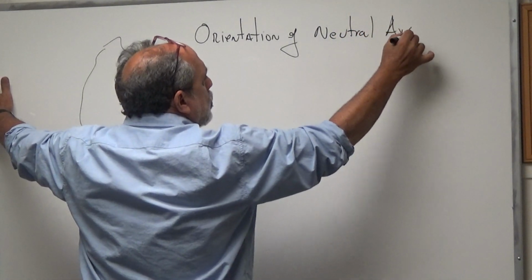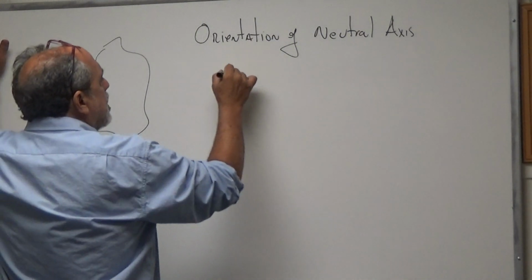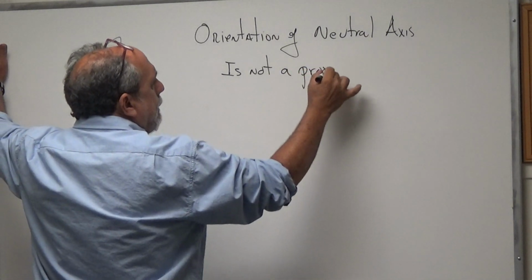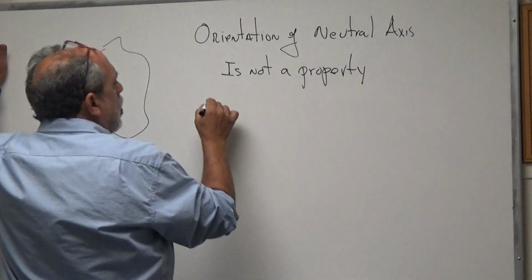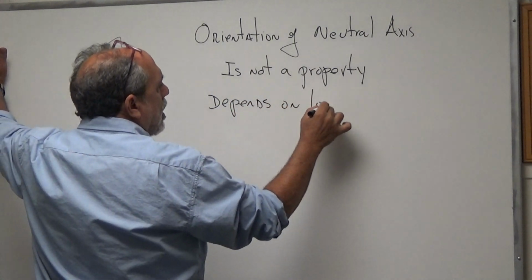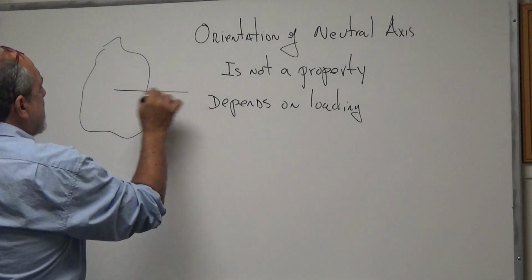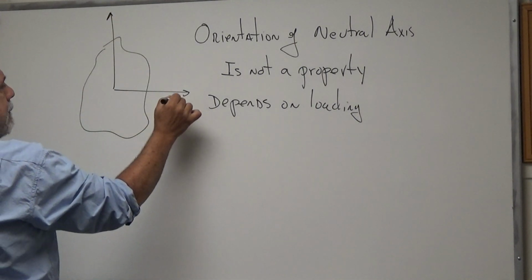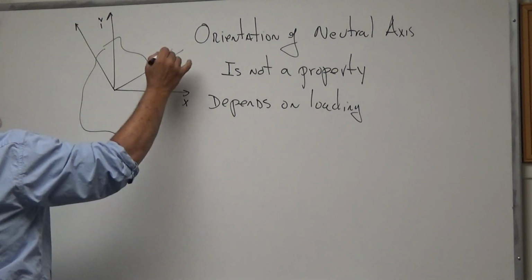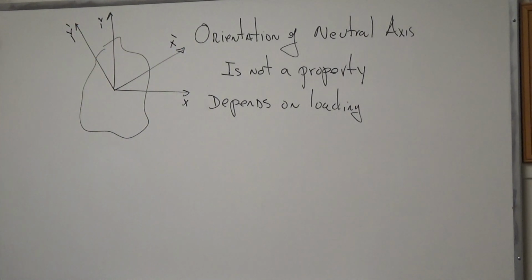Now, the thing to know is that the neutral axis orientation is not a property of the cross section, because it depends on the loading. So, let's say that we have our axes x and y, and that the principal axes are these. Okay?